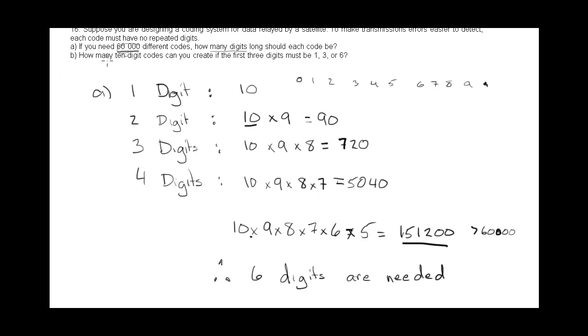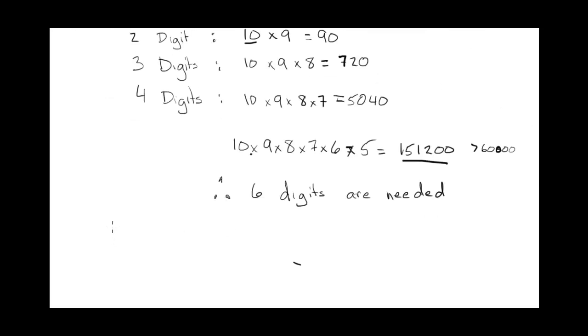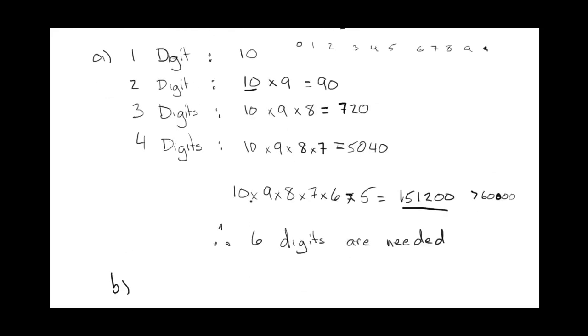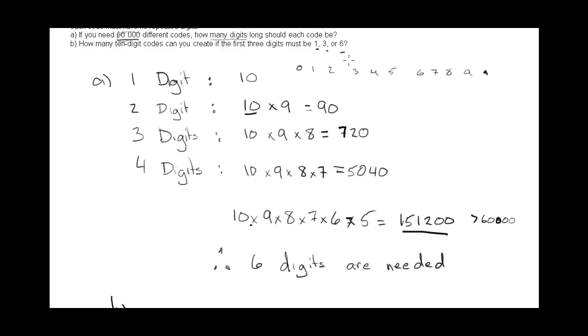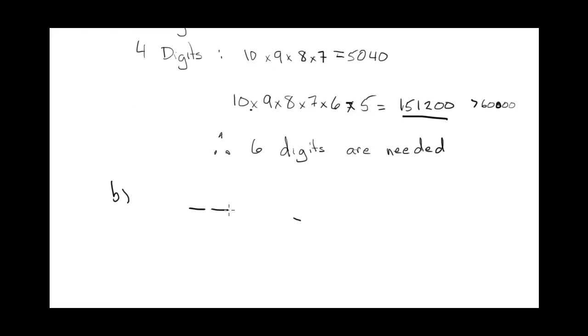Okay, part B. How many 10-digit codes can you create if the first 3 digits must be 1, 3, or 6? We need a 10-digit code, so there's 10 spaces that need to be filled: 1, 2, 3, 4, 5, 6, 7, 8, 9, 10. The first one, there's only 3 options, right? It can only be 1, 3, or 6. So we only have 3 possibilities.